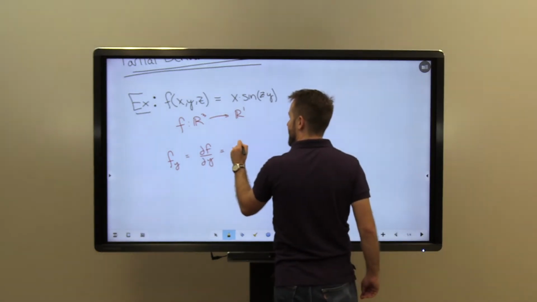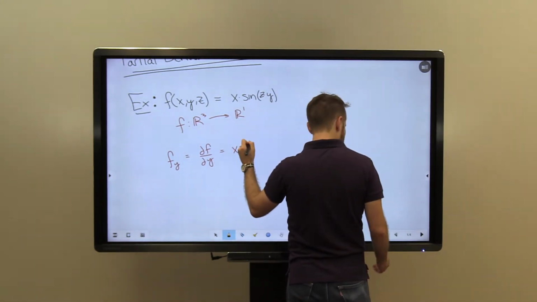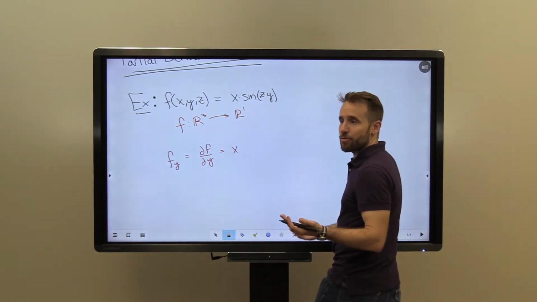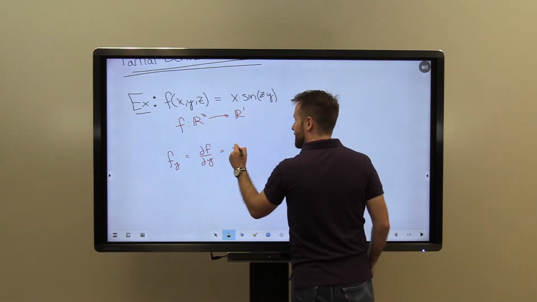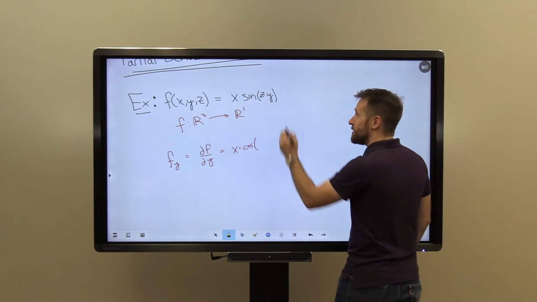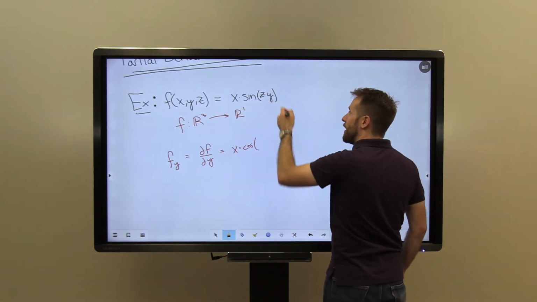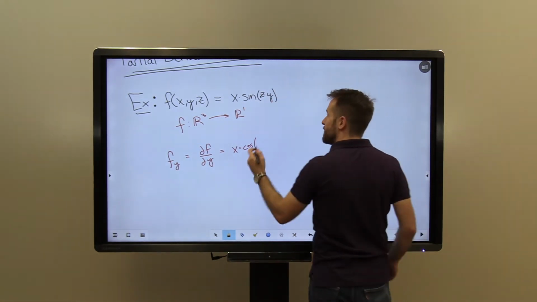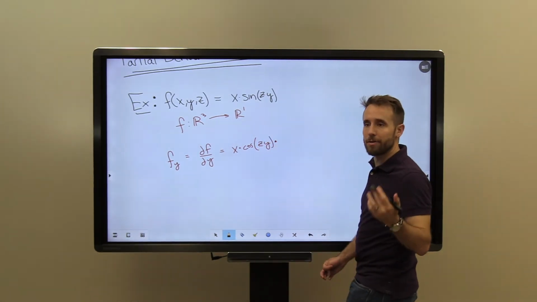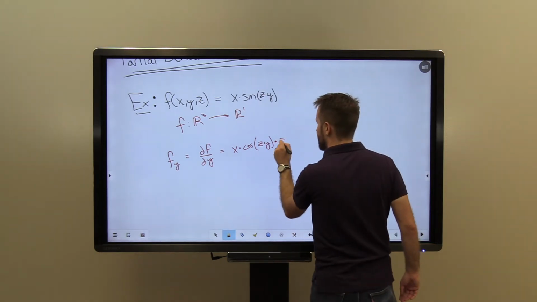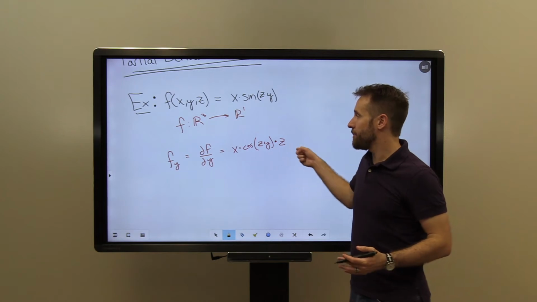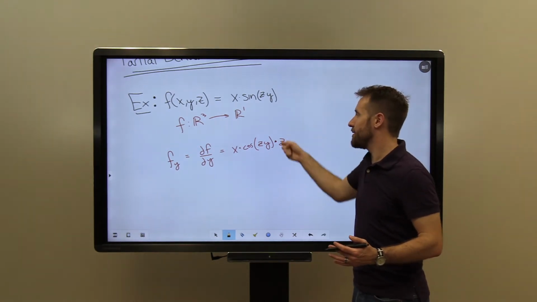So in this case, that would be x times sine, wait, I'm taking the derivative, not just rewriting it. This would become x, because x is treated as a constant, times the derivative of sine, which is cosine. And then to take the derivative of sine of zy, we have the chain rule in effect. So this becomes cosine of zy times the y derivative of zy, in other words, just times a z. So our ultimate answer in this case would be the partial y derivative of this function is equal to this expression right here.